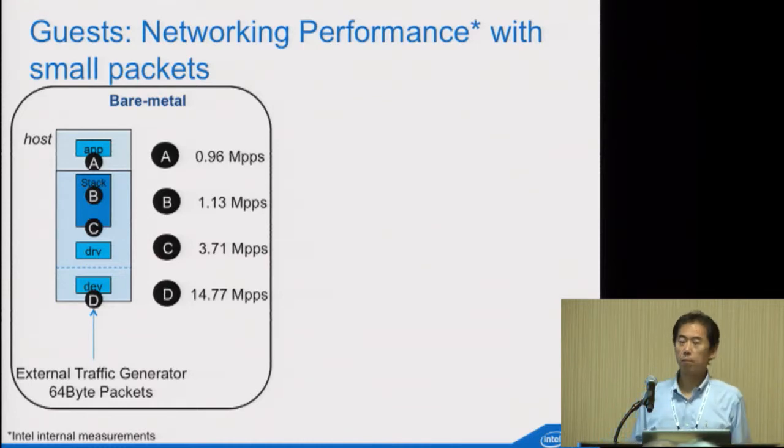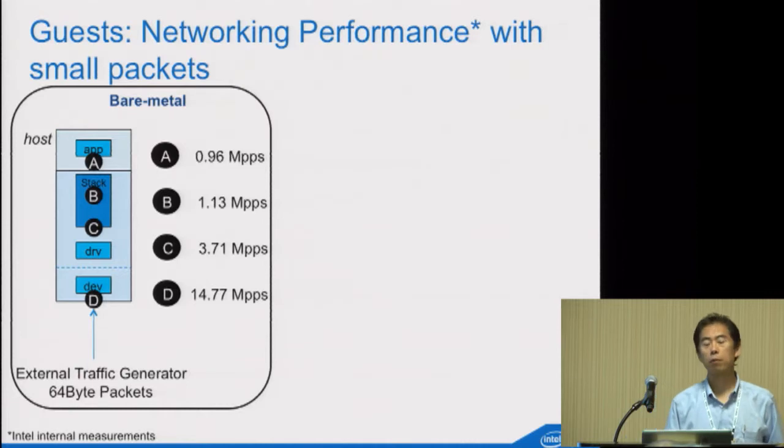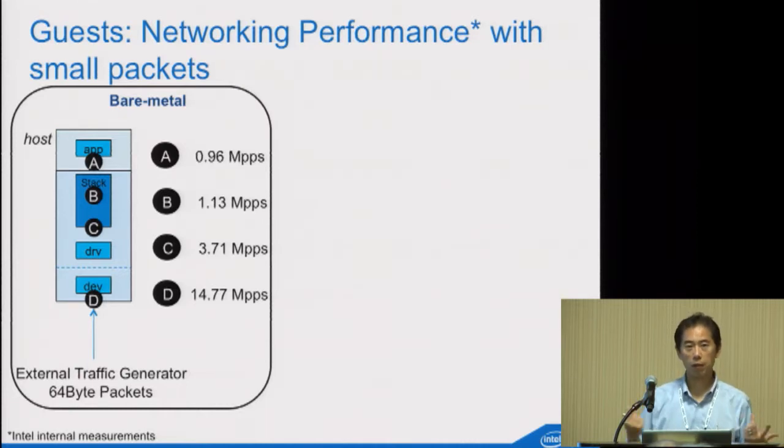So this is a detail about handling small packets in guest. This is Linux, and we feed very high traffic using a traffic generator, sending 64 bytes, using a 10 gig Ethernet. At the device level, we are seeing line rate, which is 14.8 million packets per second. And then at the device driver level, it's significantly reduced, like 3.7 or something like that. If you go up to the Linux kernel, it's 1 million packets per second. Then as you go higher, finally to the user process, it's even less than 1 million packets per second kind of performance.